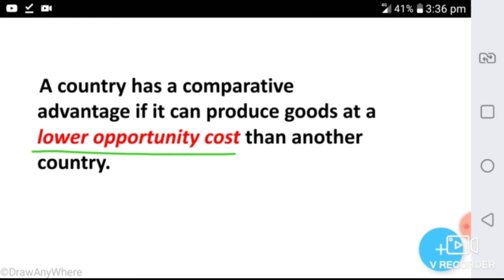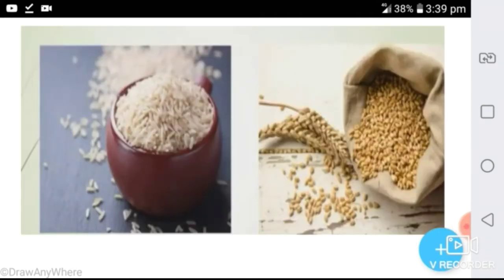So what is lower opportunity cost? This can be explained with the help of an example. We assume a country can make two goods, rice and wheat. If it chooses to increase the production of rice, it will have to decrease the quantity of wheat, and vice versa. So the opportunity cost of rice in this example is the units of wheat we have to sacrifice in order to produce rice.